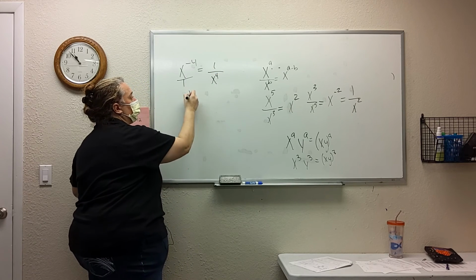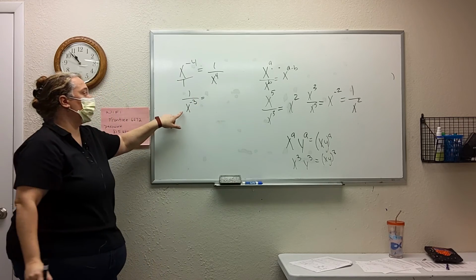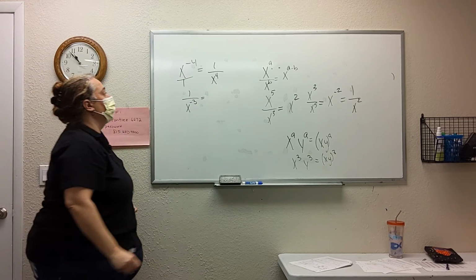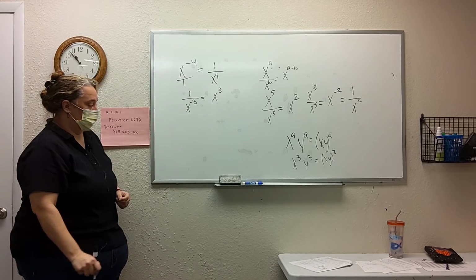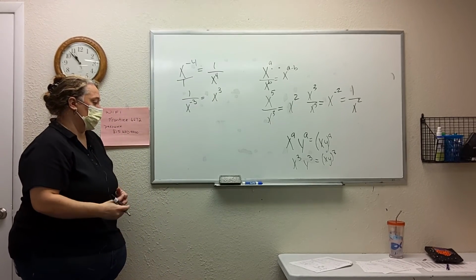Okay? Now, if he's already on the bottom, so you have 1 over x to the negative third, again, he's not happy where he is. Move him to the top, and take away his negative because you've made him happy. Okay.